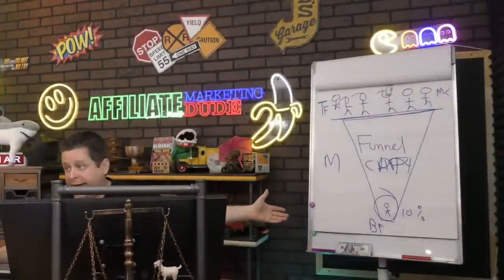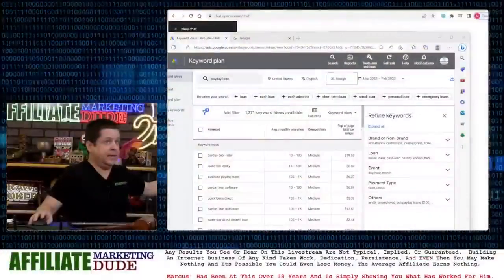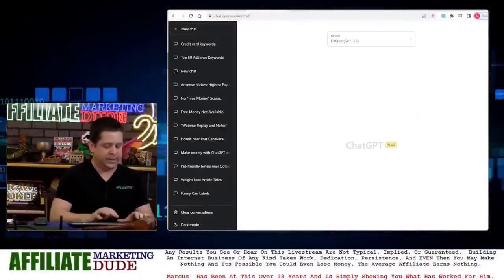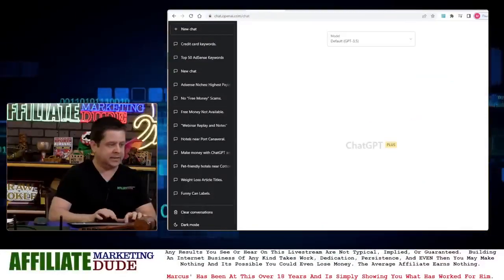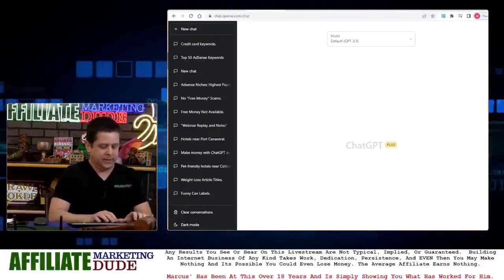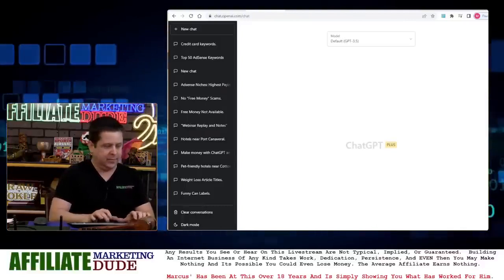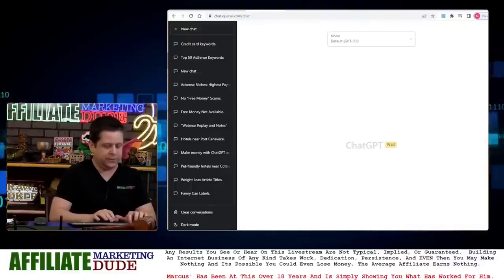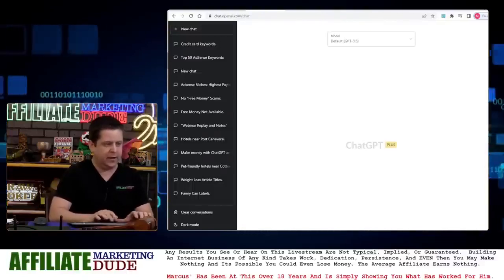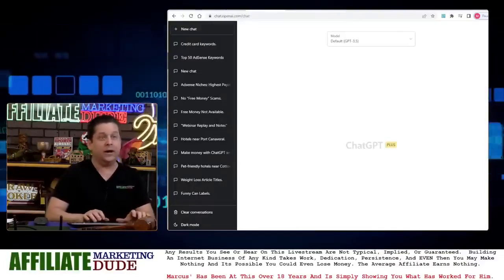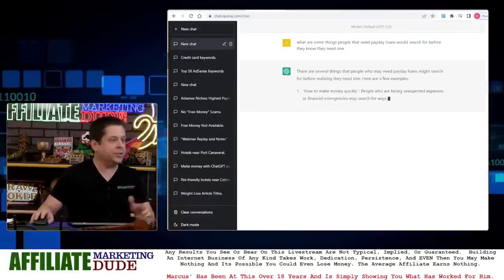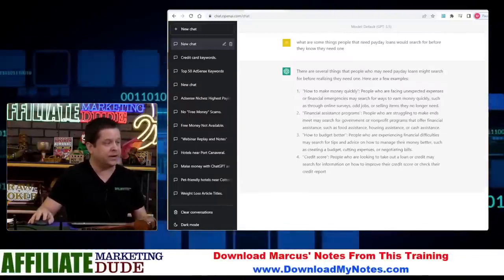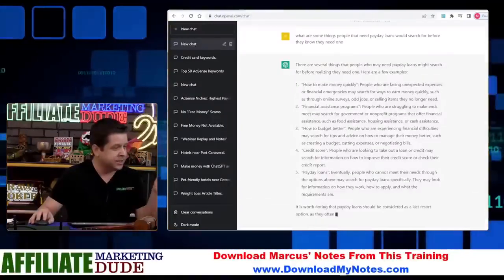That pays a lot. We know that. There's no arguing there. What we also know is there can be backdoors to this. What are some things people that need payday loans would search for before they know they need one? Boom. Now we can go through here. How to make money quickly, financial assistance, how to budget better, credit score, payday loans.